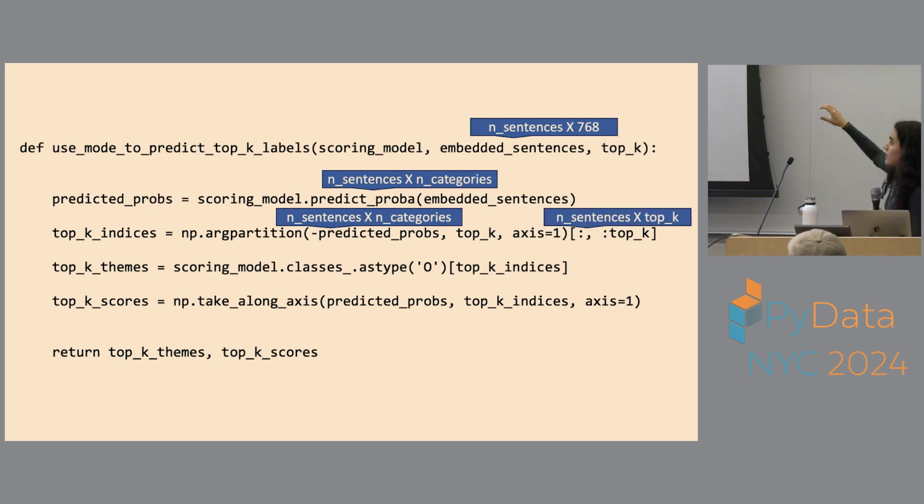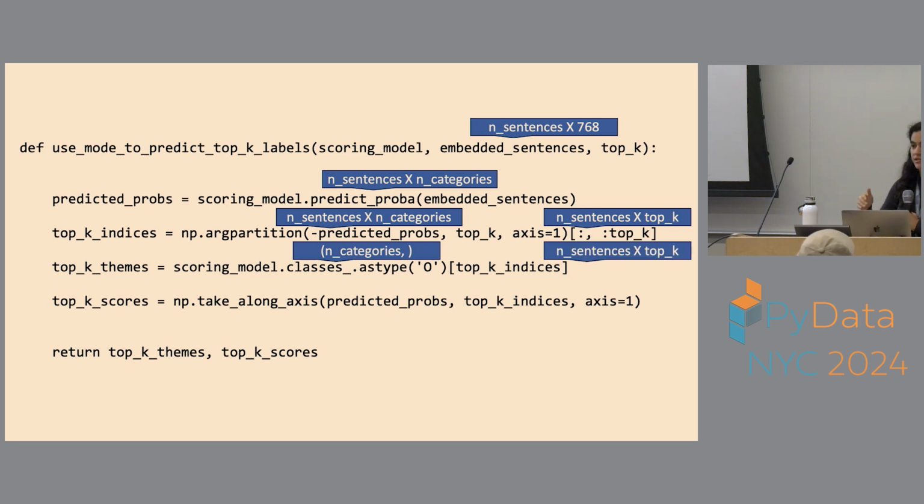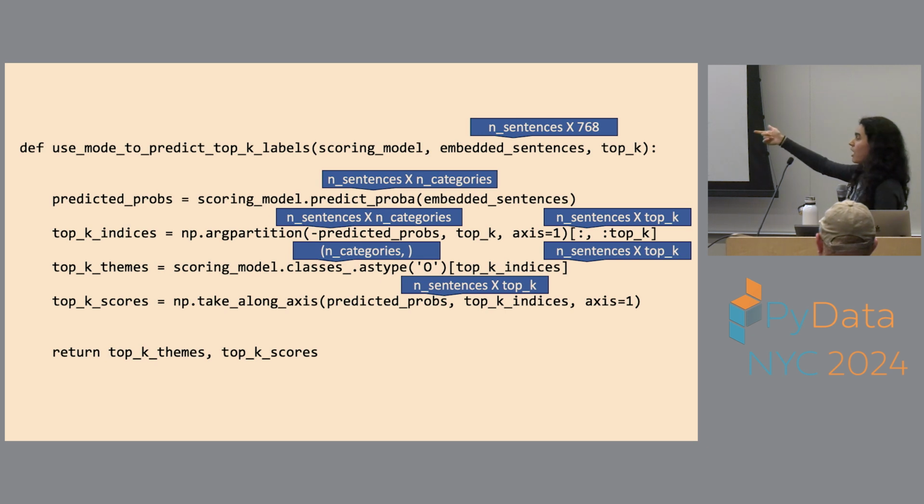And so now I have my top k indices, and I want to carry that through and take my top k themes, and then get the associated scores for those. And so the classes for my logistic regression model is of size n categories, taking the top k indices for those, I get n sentences by top k. And similarly, I want to take the top k scores, and I use those indices that I found on the predicted probabilities, and the output is n sentences by top k as well.